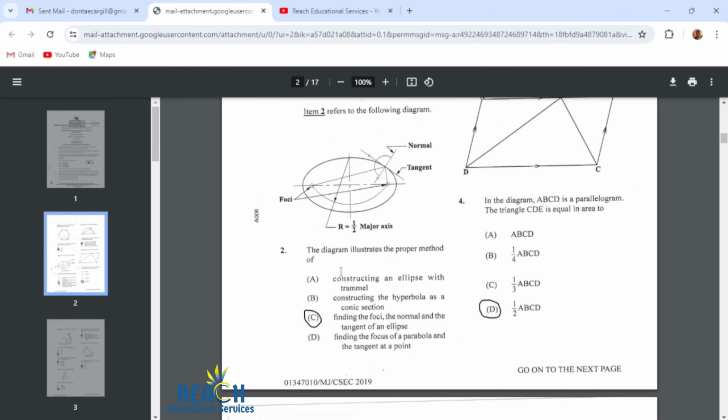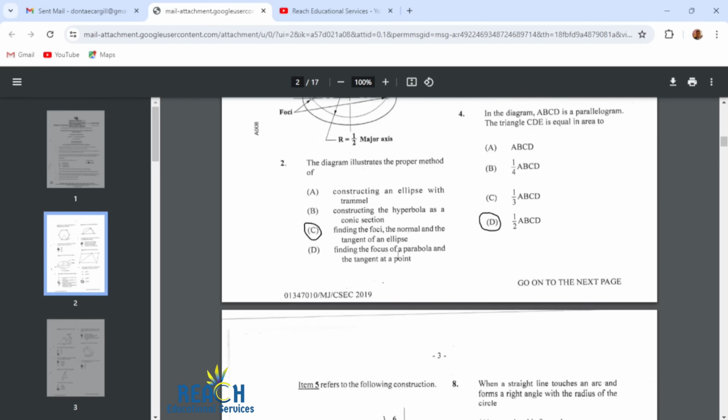Question 2. The diagram illustrates the proper method of finding the foci points, or the focal points, the normal and the tangent of the ellipse. So these are the different foci points here, and then here we have the normal and the tangent.